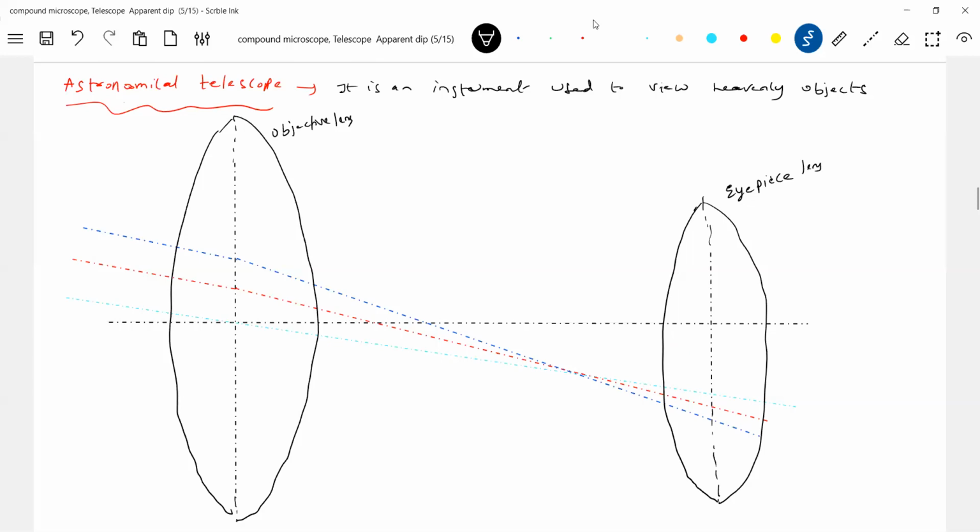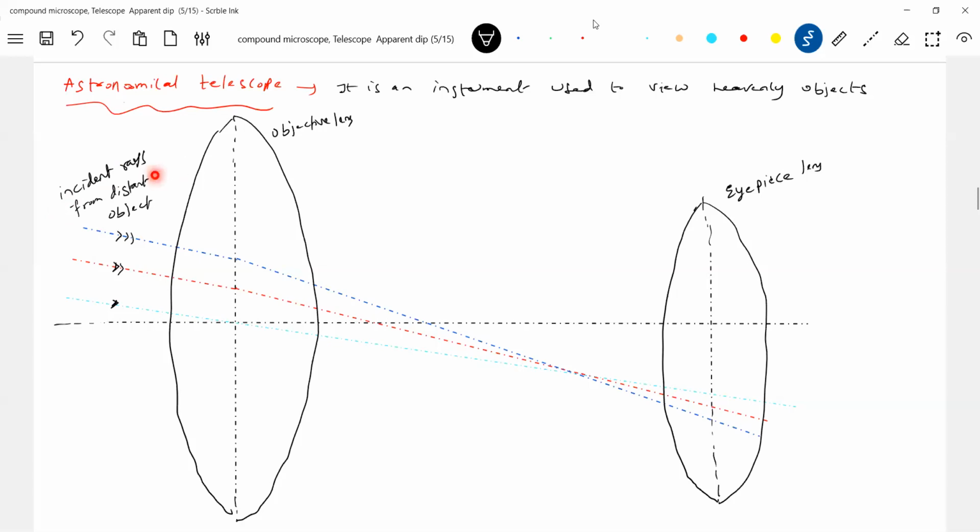Where's the object? I should not show it here. So what are these? These are the rays coming from a far away object. So there's ray 1. These are the incident rays from a distant object, a far away object, or a heavenly object, say from the moon.